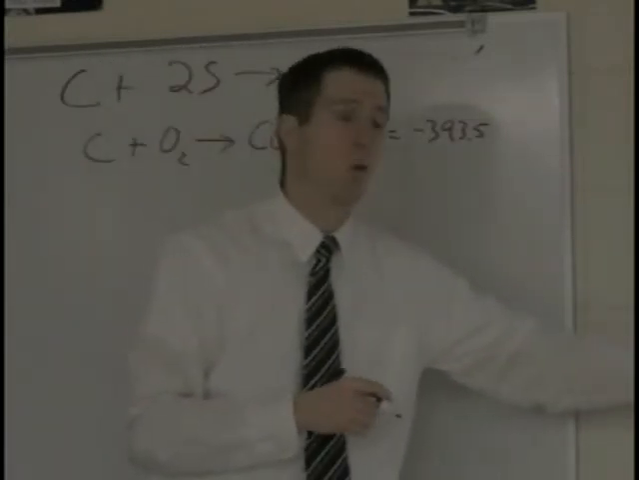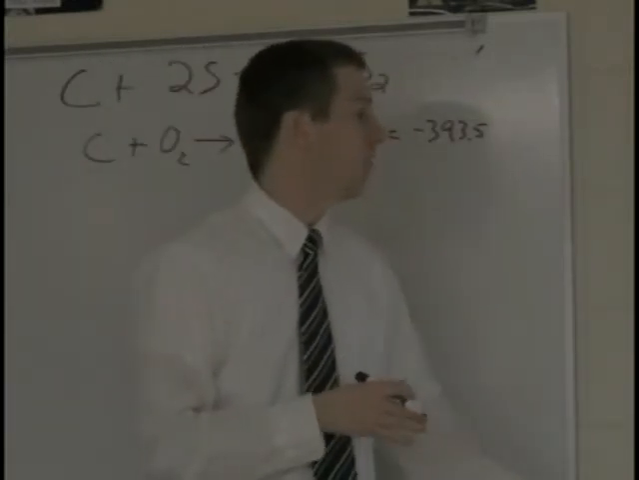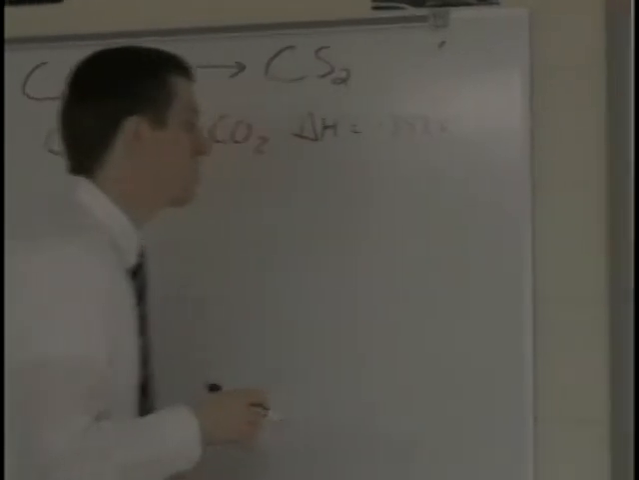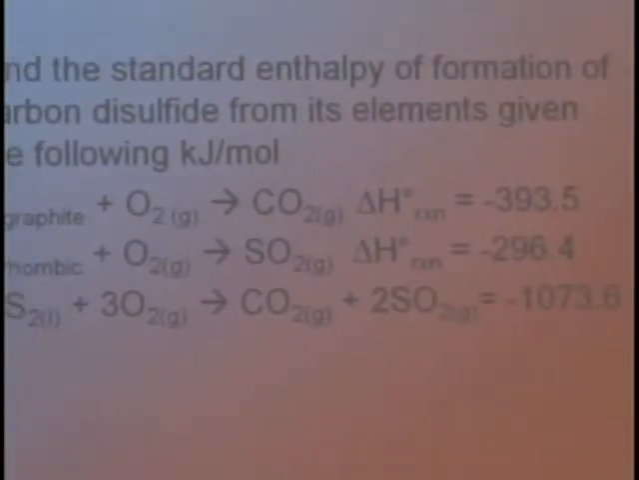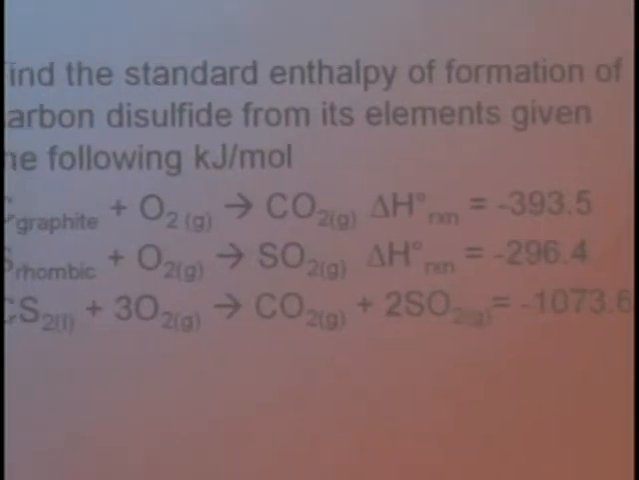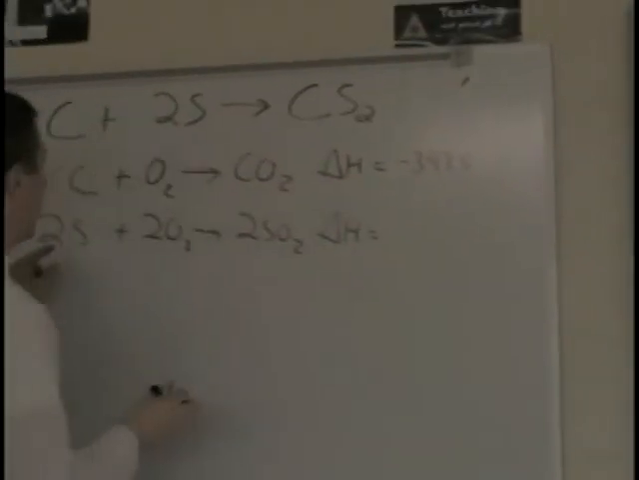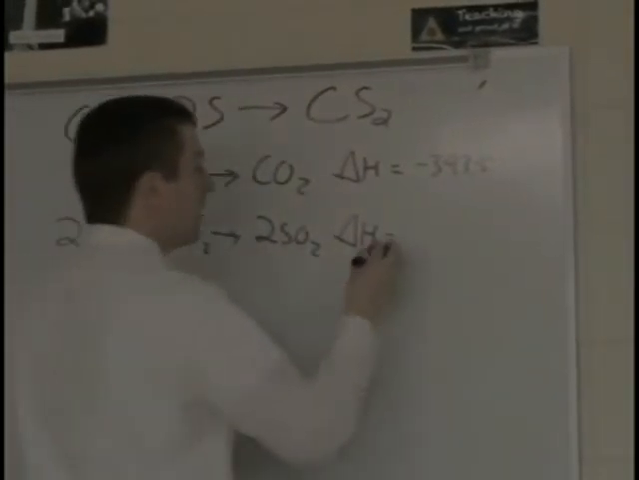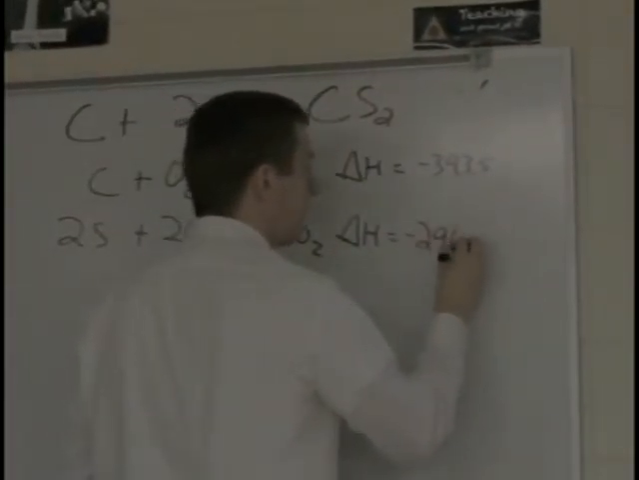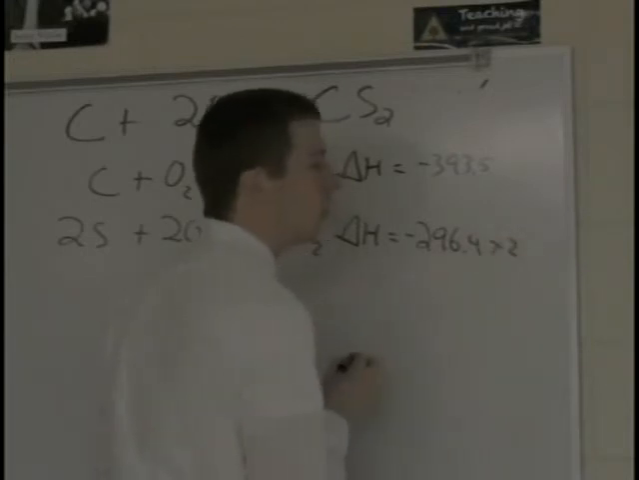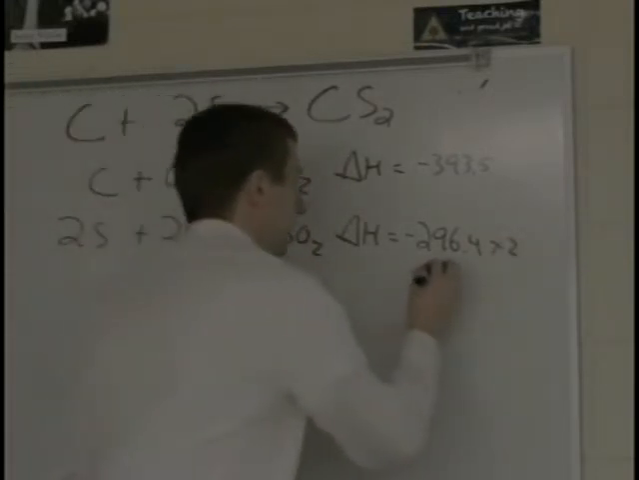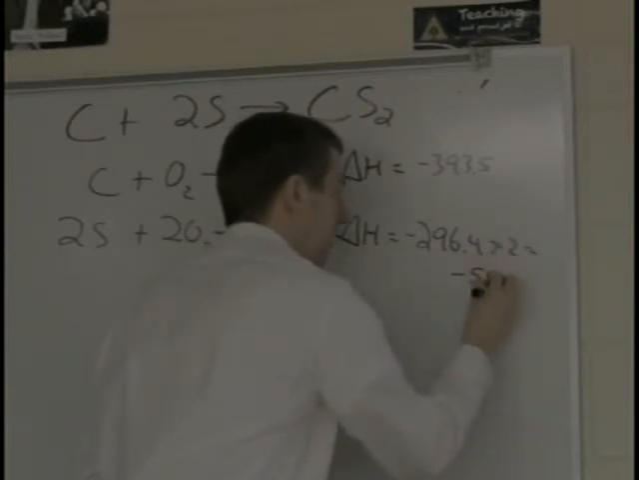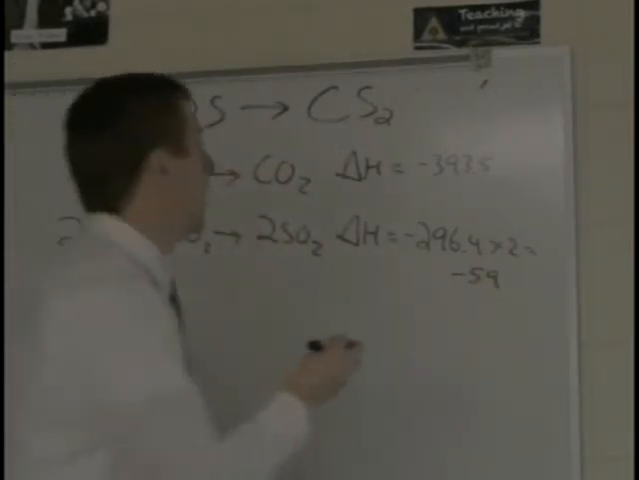I have two sulfurs on my reactant side. Here I only have one sulfur on my reactant side. So I have to multiply everything in this equation by 2. So now I have 2 sulfurs plus 2 oxygens makes 2 SO2s. Since I multiplied everything here by 2, I have to multiply my delta H by 2. So negative 296.4 times 2 would get me that new value, which is negative 592.8.